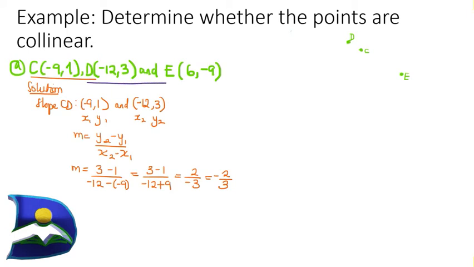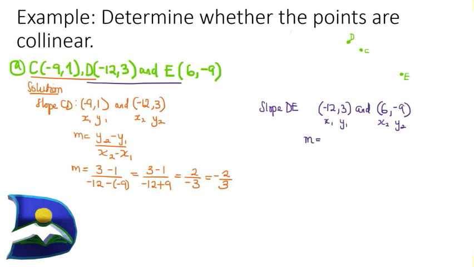Now on the other side, if they have the same slope, then it means that yes, the points are collinear. So let's check whether the line DE has the same slope as the line CD. For the slope DE, we have the points D and E, and those coordinates will be evaluated by first labeling the x1 y1 for D and x2 y2 for E.